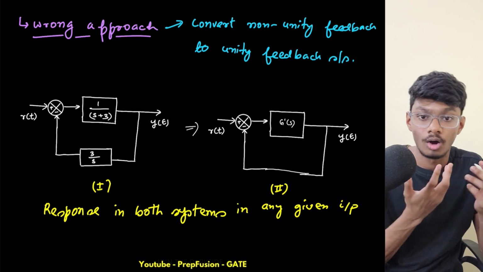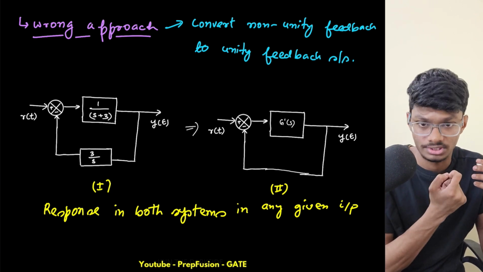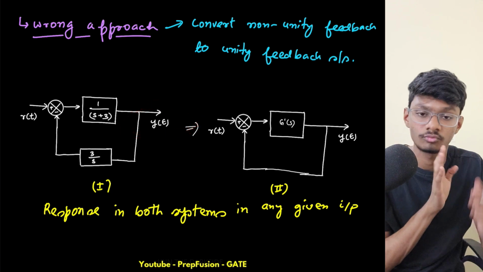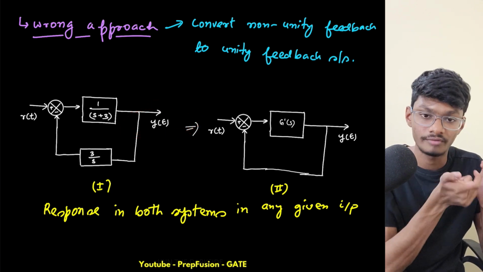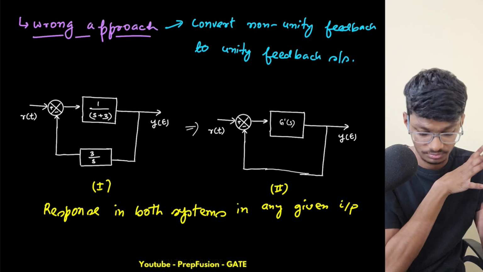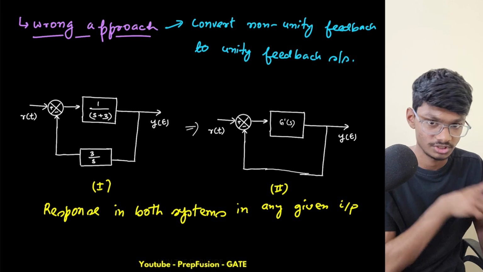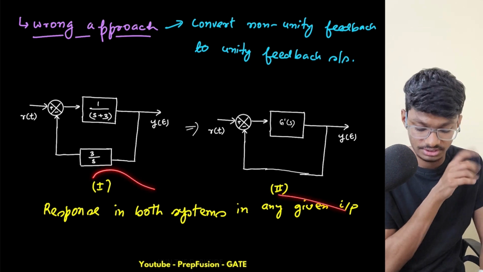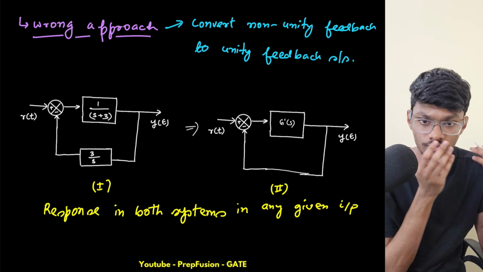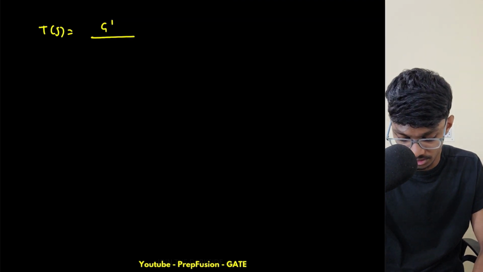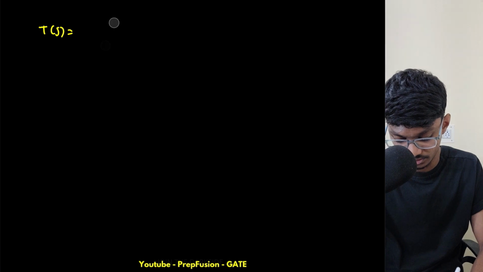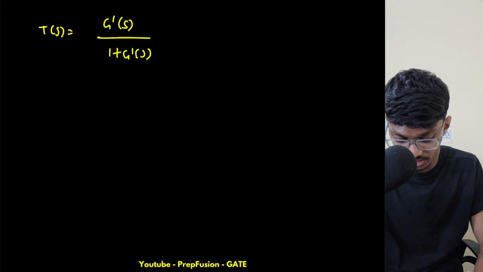Now how will the response be the same? How is my C of s, or my Y of s, related? It is related with the transfer function. Y of s is equal to R of s into T of s. So for any given input being the same, what else needs to be the same for my C1 of s and C2 of s to be the same? My transfer function should be the same. That is what they're doing. They're equating the transfer function T of s equals G dash of s upon 1 plus G of s. From here they're finding my G dash of s.